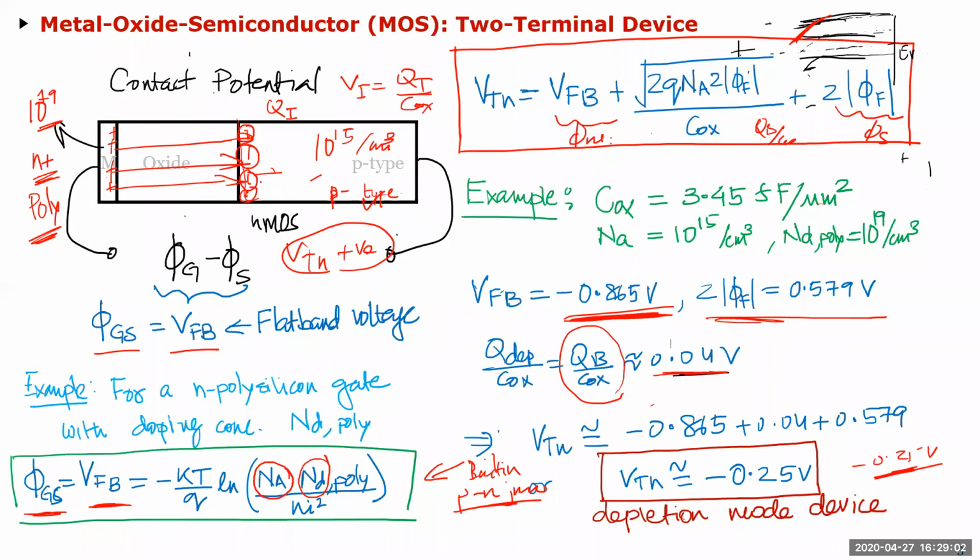So what they do is they actually implant these negative ions in the case of an NMOS. In a PMOS, it will be the opposite. They will implant a positive ion.